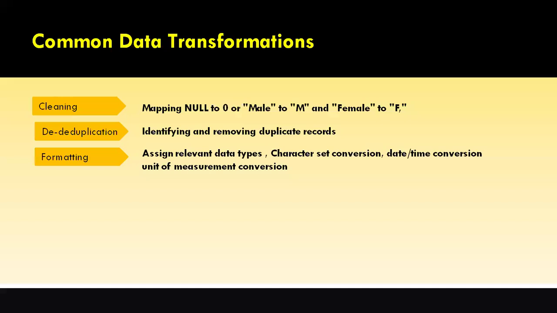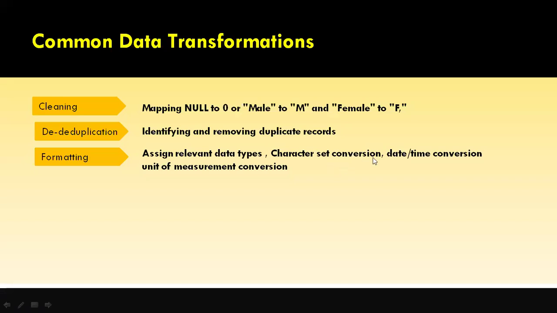Next one is formatting, so assigning the relevant data types. We have seen it, right? In the case of the sales column, the values were prefixed with a dollar sign. So the dollar sign got mixed with the numeric values, hence that entire sales column got assigned the text data type. What we did was remove the dollar sign, and then we reassigned the sales column the numeric decimal data type.